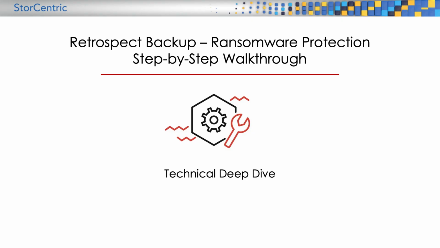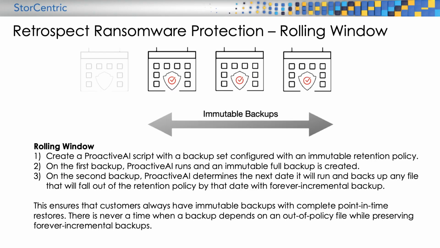Let's walk through a technical deep dive. Retrospect's ransomware protection creates a rolling window of immutable backups. First, you create a proactive AI script with a backup set configured with an immutable retention policy. On the first backup, proactive AI runs and an immutable full backup is created.